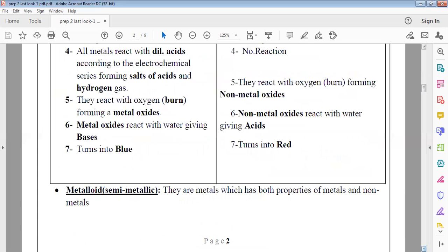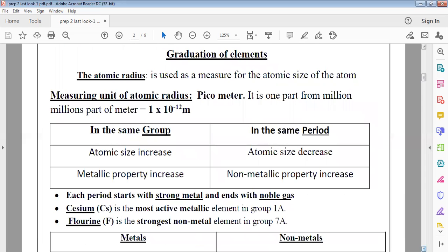Next lesson, gradation of elements in the modern periodic table. Let's talk about the main points in the lesson. The first property we need to pay attention to is the atomic size. To know the atomic size, I have to know the atomic radius.